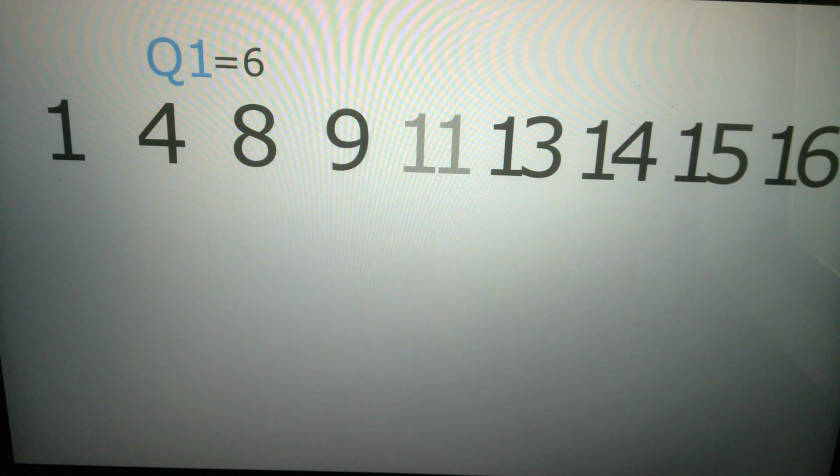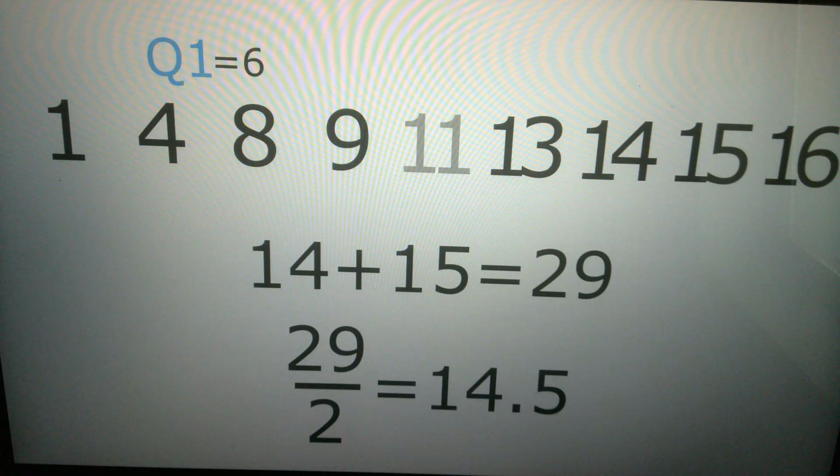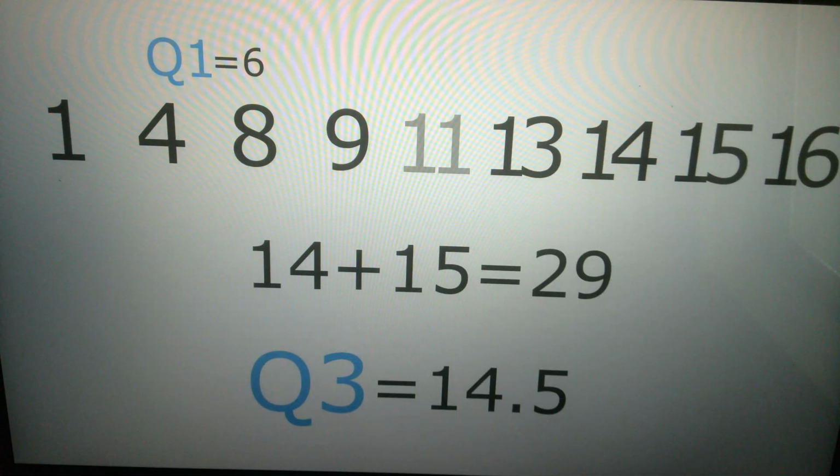Mean of 14 and 15. 14 plus 15 equals 29. Divide 29 by 2. 29 divided by 2 is 14.5. Nice job. So the third quartile is 14.5.